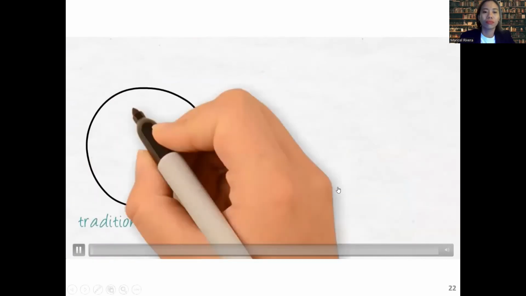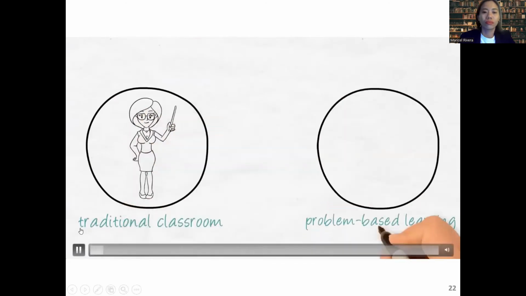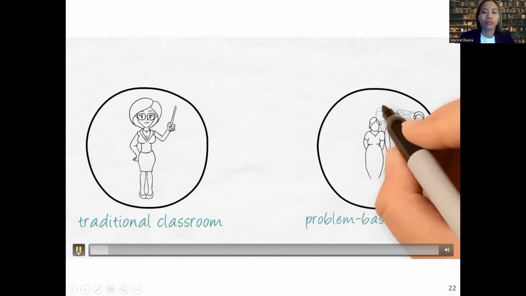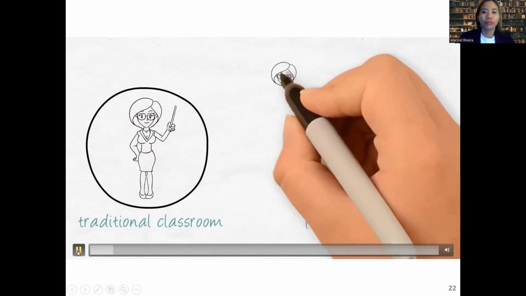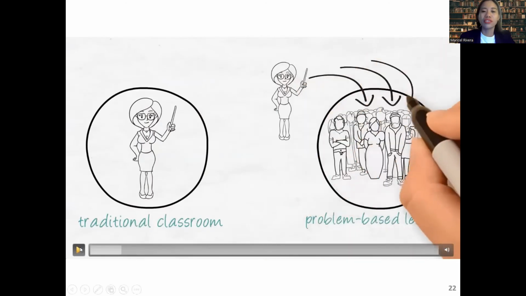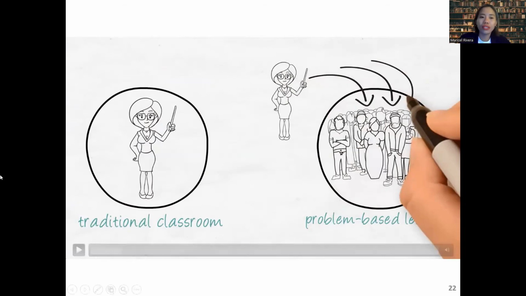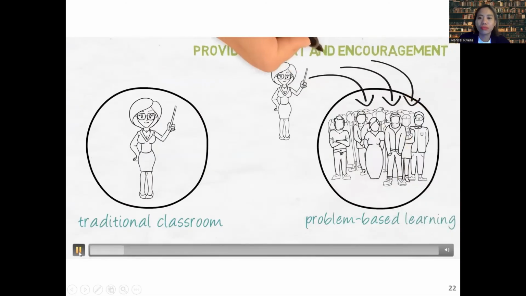If this were a traditional classroom, the teacher would be the center of instruction and guidance. However, in problem-based learning, students are the center and the role of the teacher changes to a facilitator, tutor, or cognitive coach. So we have here a very good comparison between a traditional classroom and a problem-based learning classroom. If it's a traditional classroom, the teacher is the center. But if it's a problem-based learning classroom, the students are the center and the teacher becomes a tutor, becomes a facilitator.